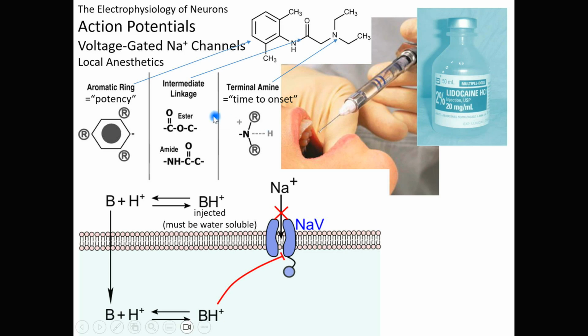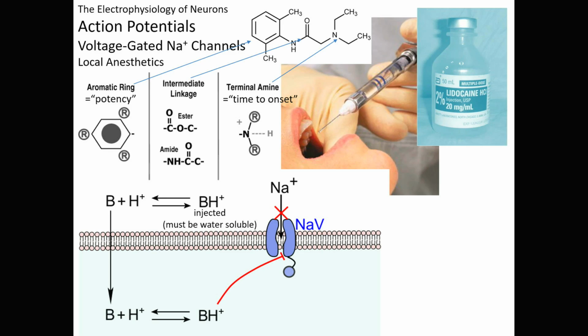Now, in terms of potency, the potency is largely determined by how membrane permeable the local anesthetic is. So the more membrane permeable the local anesthetic is, once it does undergo deprotonation, the more readily it can cross into the cell, and the more readily it can cross into the cell, the more of it can come in, and the more voltage-gated sodium channels we can inhibit.